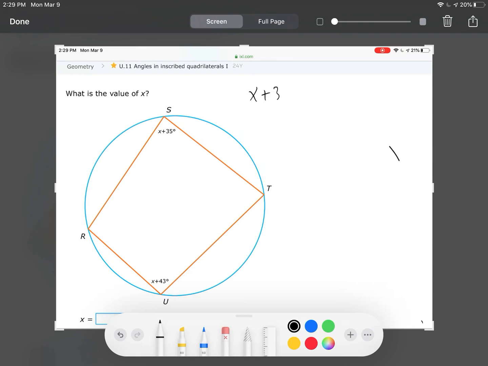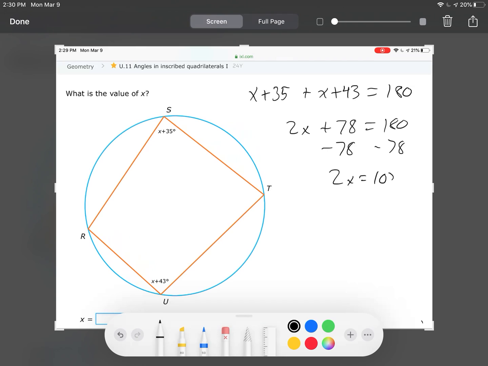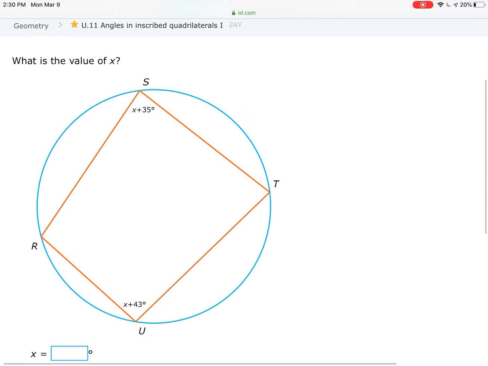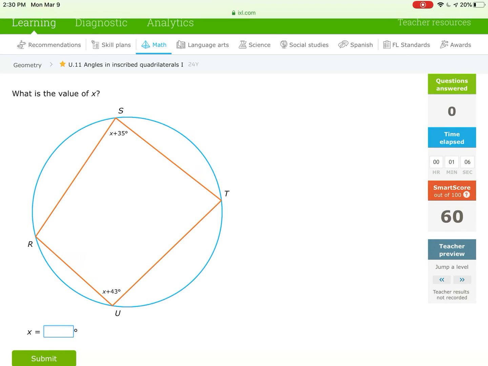So the x plus 35 angle plus the x plus 43 angle should be equal to a total of 180. And then we're going to combine like terms and solve. So we're going to get 2x plus 78 is equal to 180. Subtract 78, subtract 78. 2x is equal to 102. Divide by 2, divide by 2. This cancels out, and then we get x equals 51. And that's what they're asking for, x. So that's the answer there. That's pretty much the type of question you can expect after a SmartScore of 60 in this one.